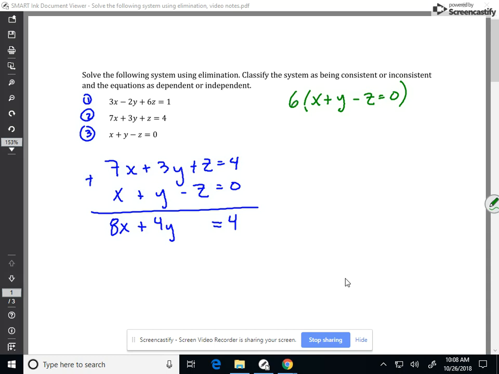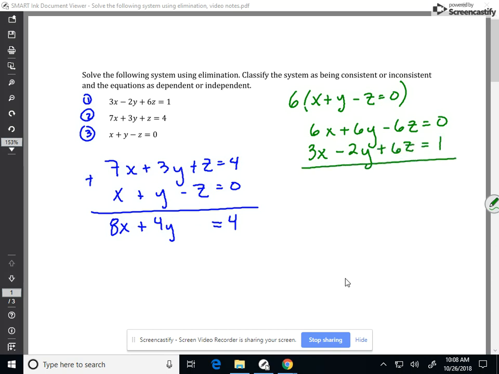Okay, so multiplying by 6, I'm going to get 6x plus 6y minus 6z equals 0. Okay, so now I'm going to add to it equation 1. And adding these two together, 6x plus 3x is going to give me 9x. 6y and negative 2y is going to give me 4y. And the z's cancel out again, and it equals 1. So now I've created two equations that are down to two variables.